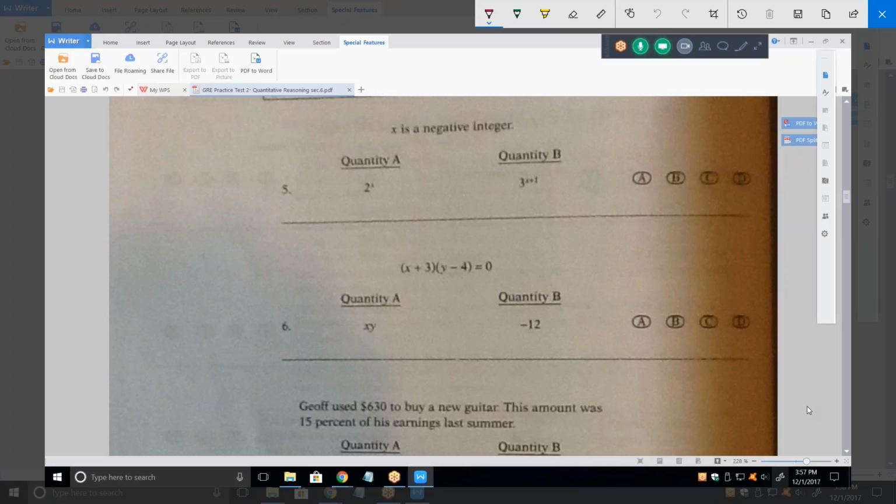Right. However, what we want to do is try various combinations of negative integers. Okay. Well, there's not a whole lot of negative integers. Let's let x equal, how about -2, and then we'll try x equal to -10. So what is 2 to the -2 compared to 3 to the -2 plus 1?